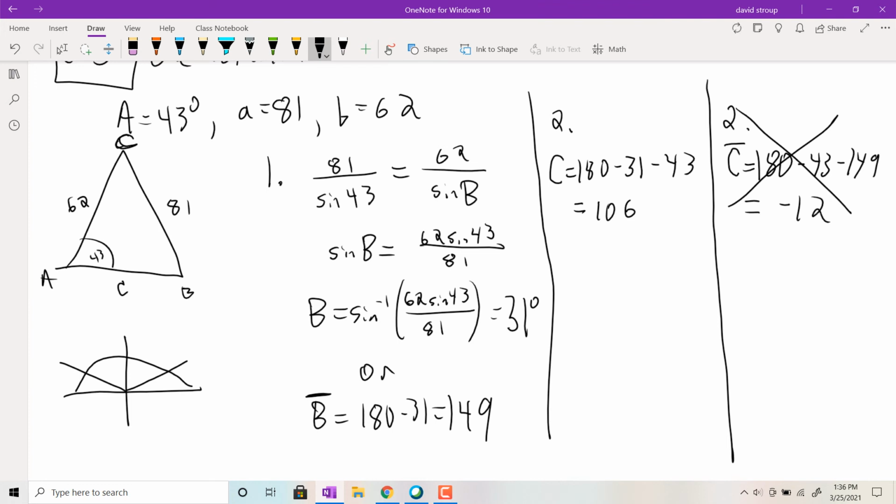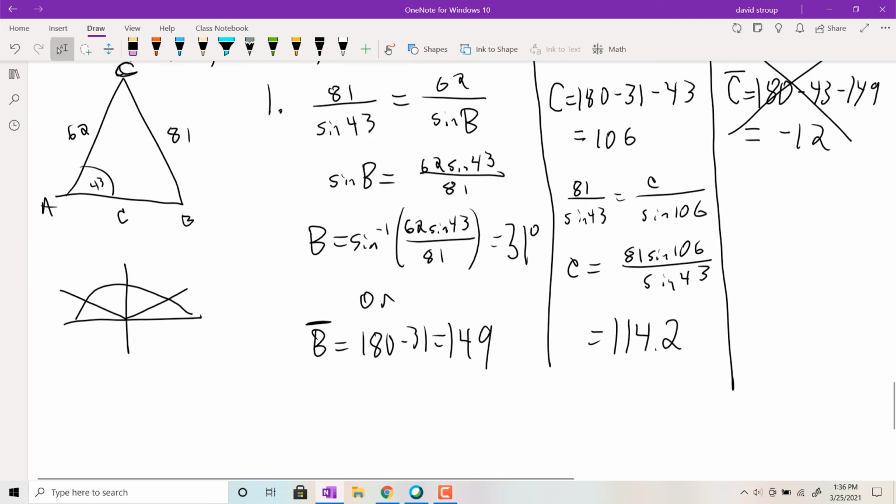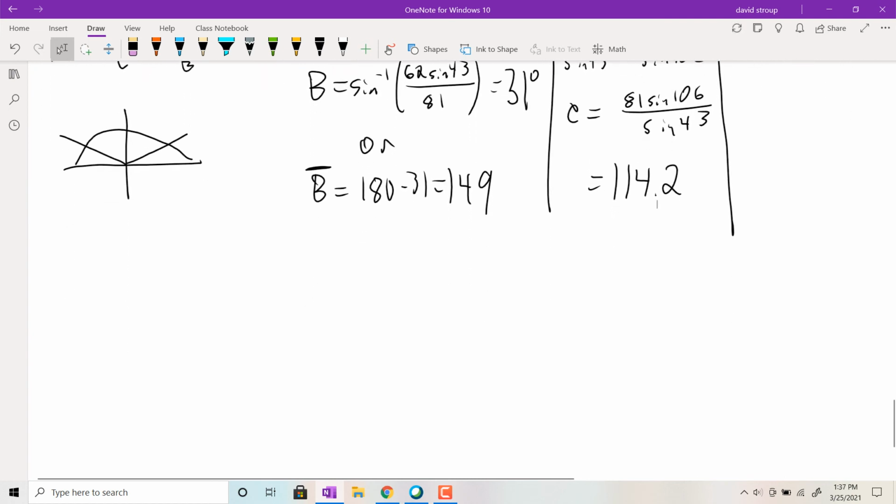Okay, so then you just go back to the C guy. You want to find little c. So again, we'll use A to figure that out. Multiply both sides by sine 106. So little c will be 81 sine 106 all over sine 43. And so little c will be 114.2. And then that's it. Then you're done. All right, so that's not as bad, but usually you're hoping for no solutions, and that way you have a little less work to do. It's still work, but okay.